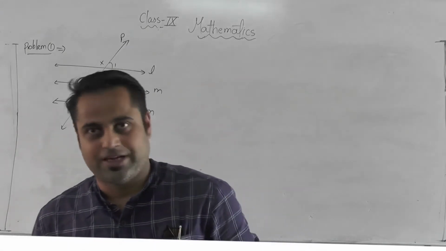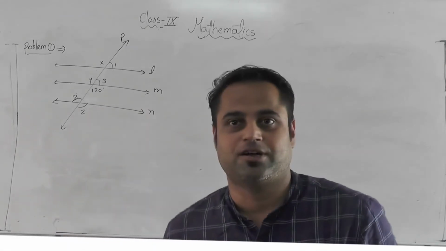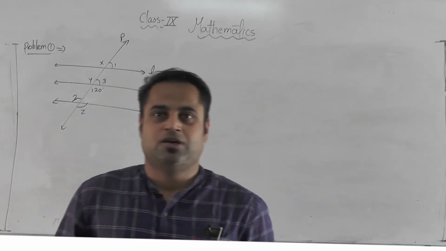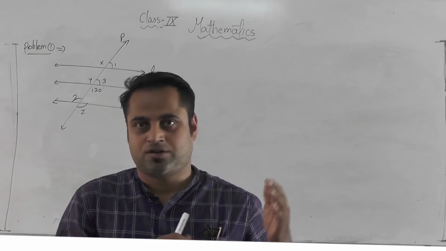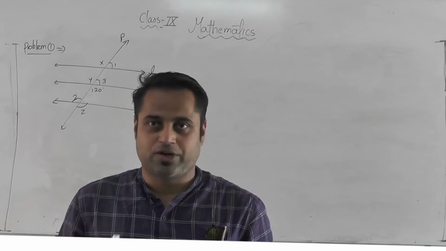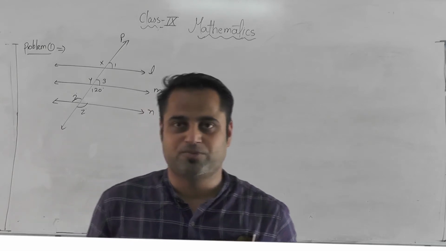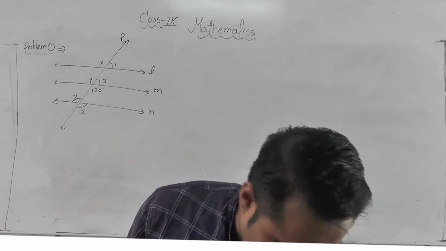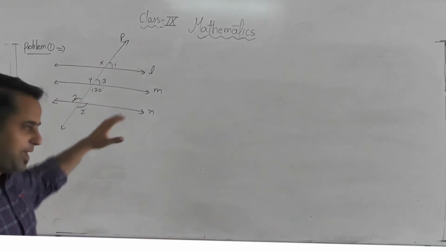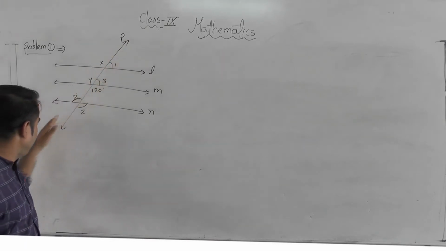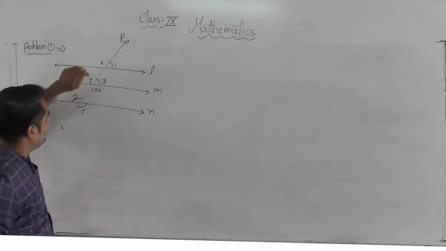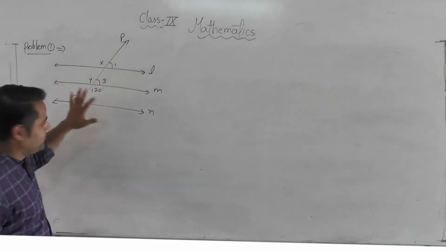As you are all aware, in the last class we learned about lines and angles, and especially line problems. So, following on from that, today we are going to see some problems based on these lines. As you can see on the board, there are three lines l, m and n which are parallel to each other, and one transversal p is intersecting all three lines. We need to find angles 1, 2 and 3 which are given in between them.